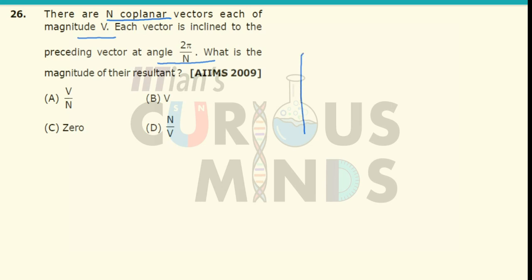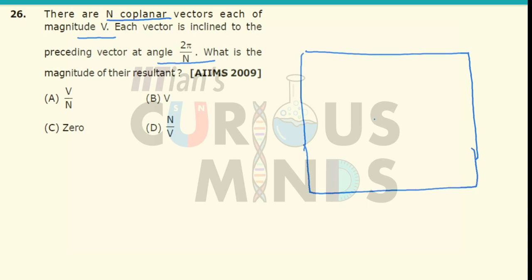Now let us say this is a plane and there are many coplanar vectors over here. Let us take a vector over here. So basically for this vector, when it traces an angle of 2 pi, in either the clockwise or anti-clockwise direction, it will return to its original position.